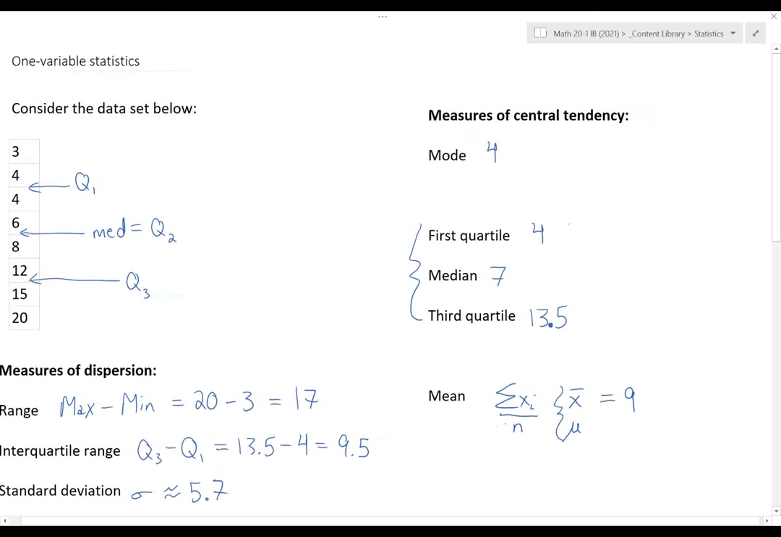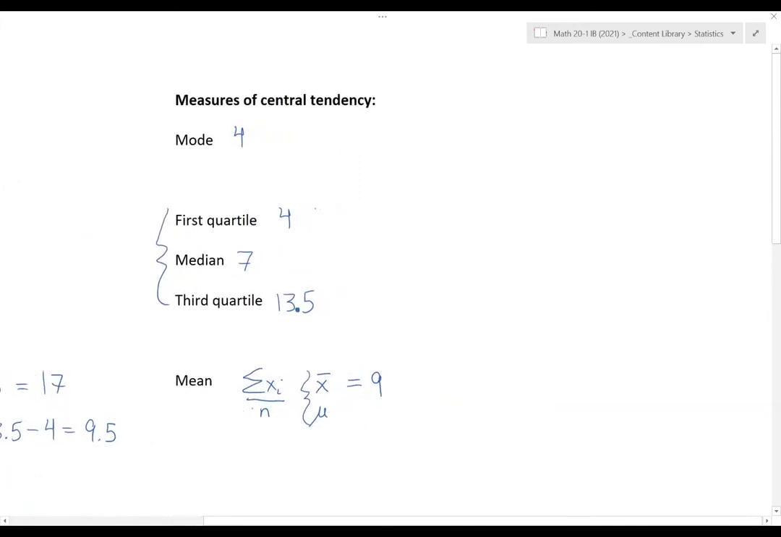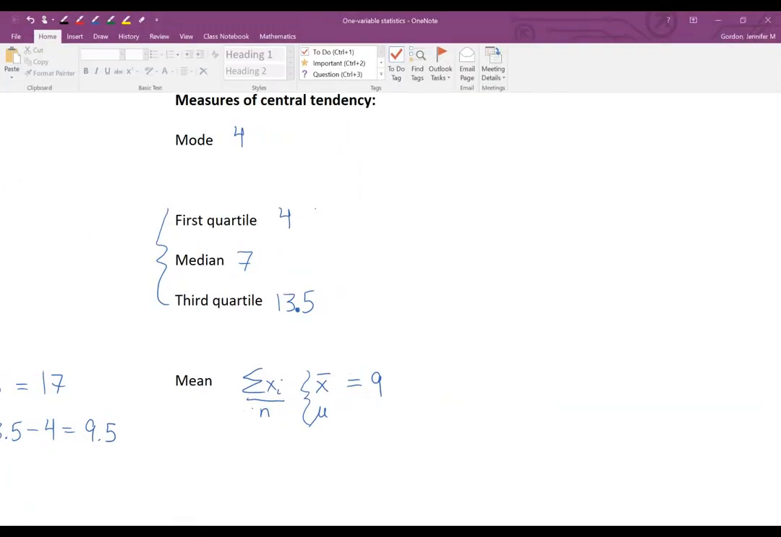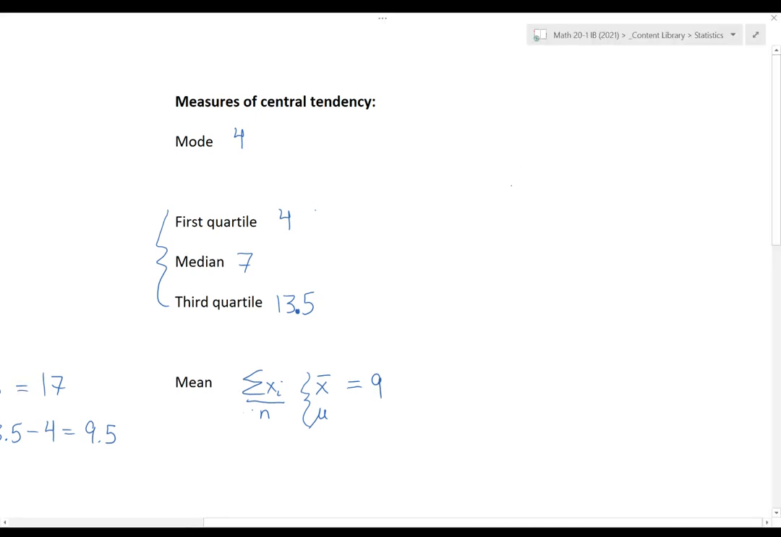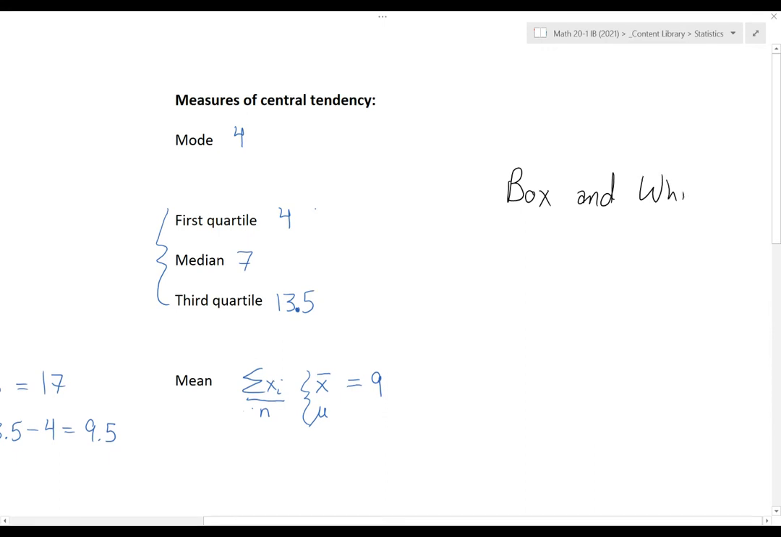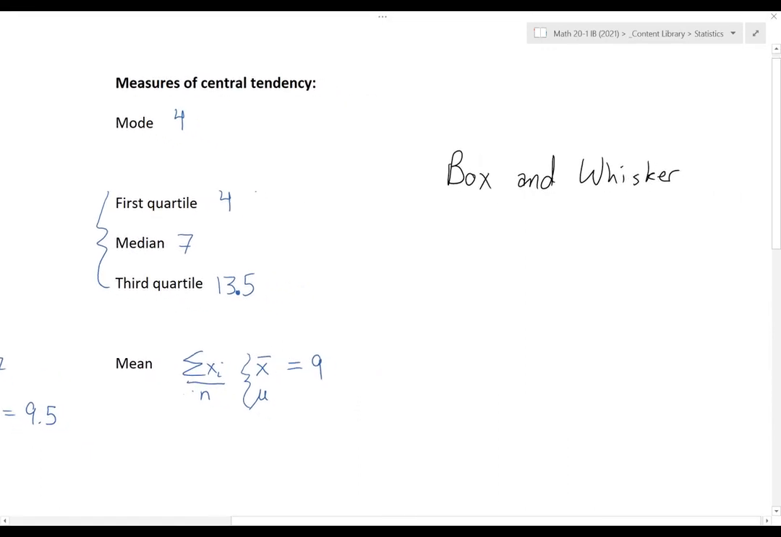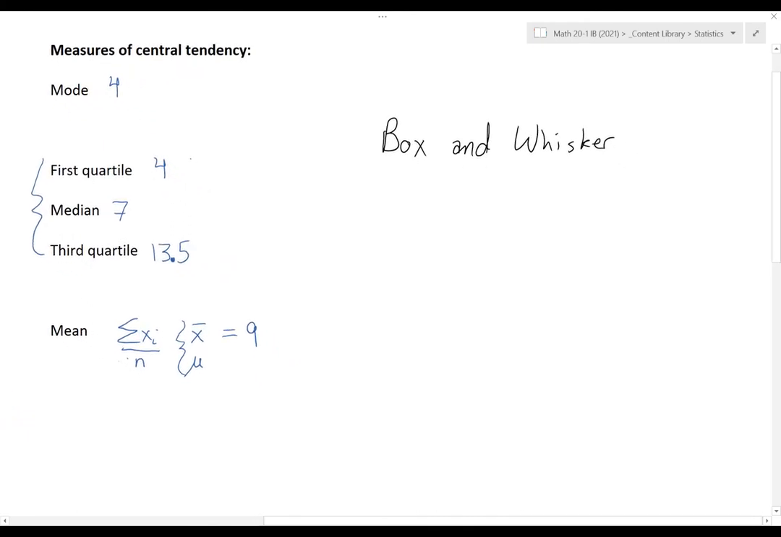But I want to get back to a graphical representation that sort of uses the basic concepts of central tendency and dispersion. And this is what's called a box and whisker plot. So box and whisker plot, which uses a box to represent the middle of the data and whiskers to represent the spread of the data. So for a box and whisker plot, we use a number line.